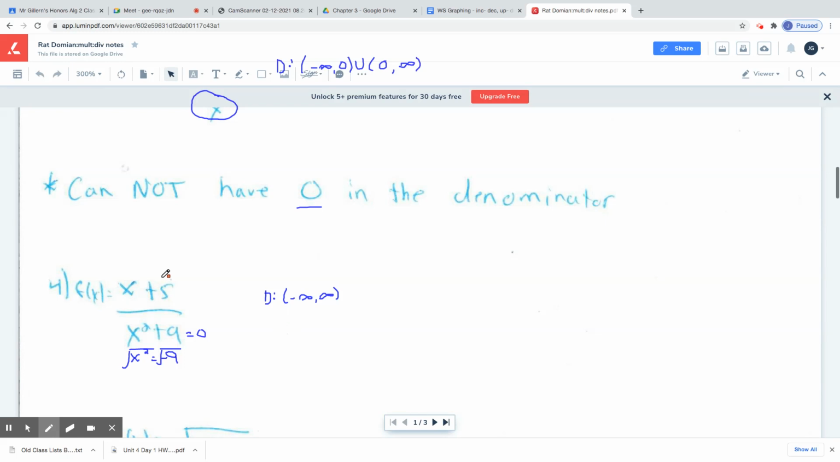Okay. Now, another common mistake is that we set the top equal to 0 and say it can't be equal to -5. The top can be 0. You can do 0 divided by something. It's fine. It's when 0 is under the line that it's undefined. So don't set the top equal to 0 when we're doing the domain. It's just the bottom.